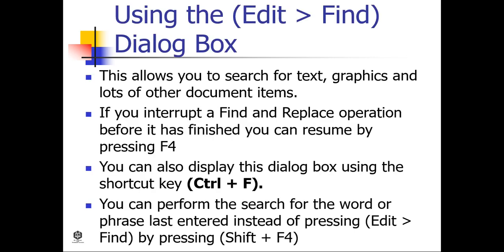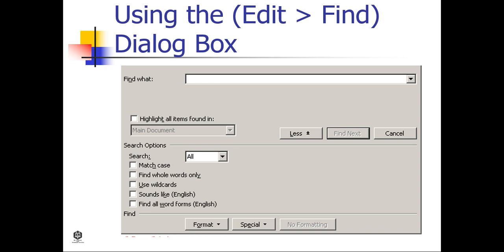Using the Edit then Find dialog box, this allows you to search for text, graphics, and lots of other document items. If you interrupt a find and replace operation before it has finished, you can resume by pressing F4. You can also display this dialog box using the shortcut key Ctrl F. You can perform the search for the word or phrase last entered instead of pressing Edit, then Find by pressing Shift F4. So here is the Find What dialog box.